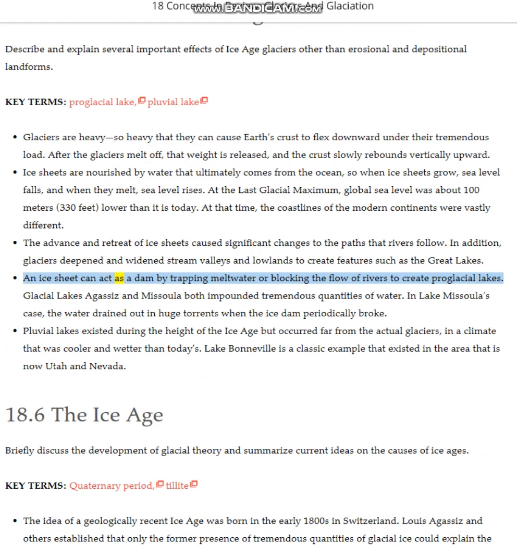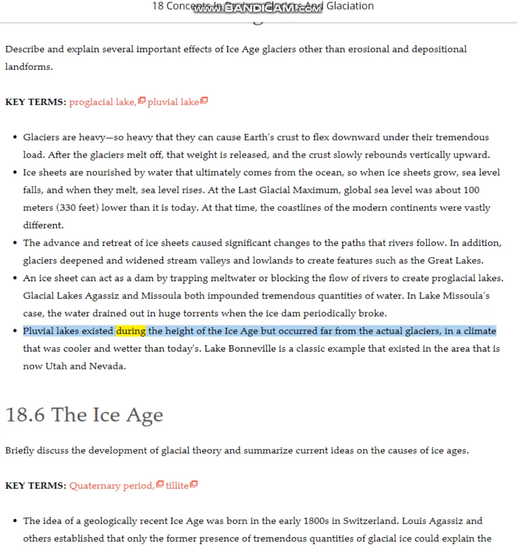An ice sheet can act as a dam by trapping meltwater or blocking the flow of rivers to create proglacial lakes. Glacial lakes Agassiz and Missoula both impounded tremendous quantities of water. In Lake Missoula's case, the water drained out in huge torrents when the ice dam periodically broke.